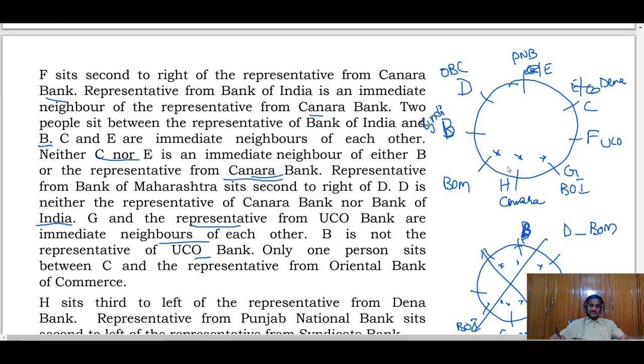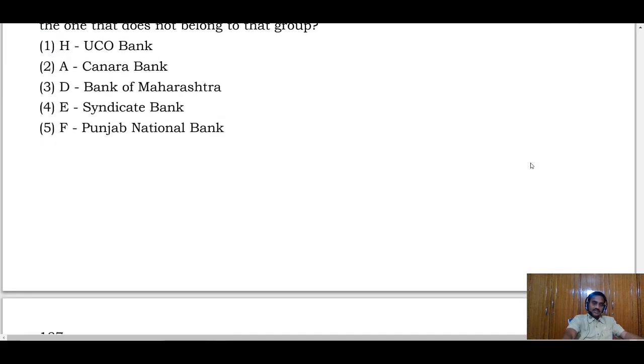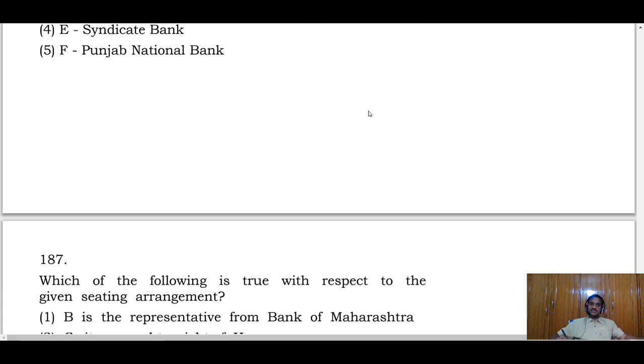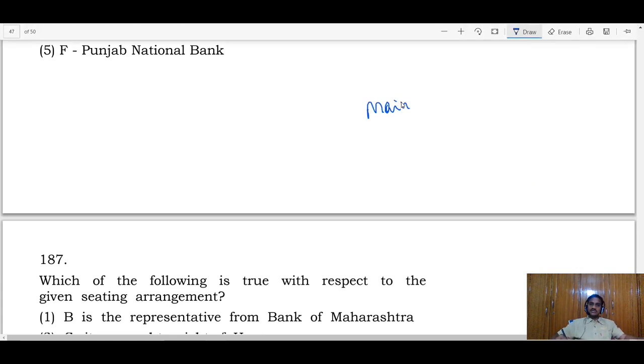Now we are left with the persons. Who is the person left out? A is the person left out. A, B, C, D, E, F, G and H are the 8 persons. Now this is about question numbers 186 to 190, from paper number 56, mains 56.